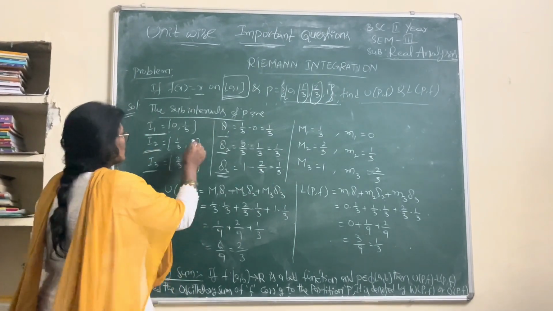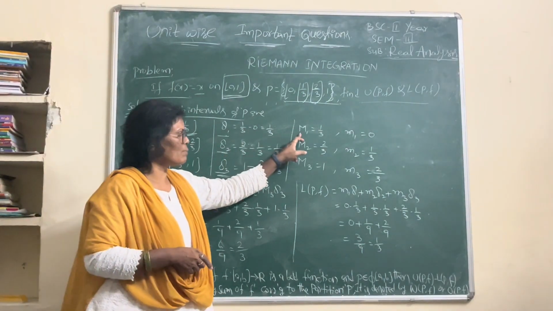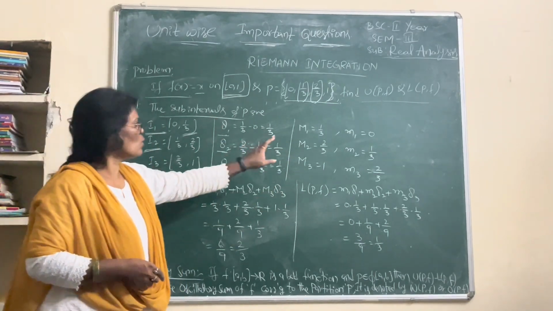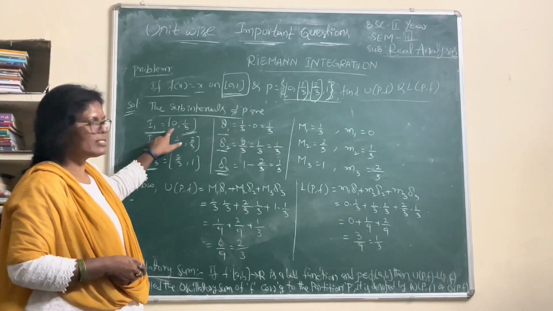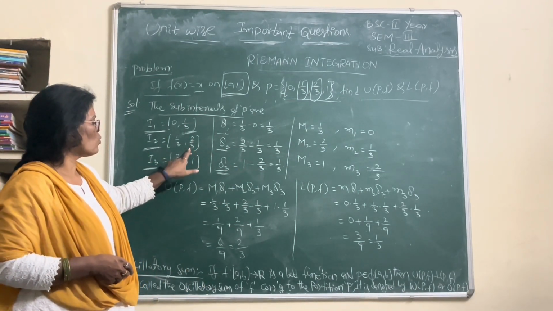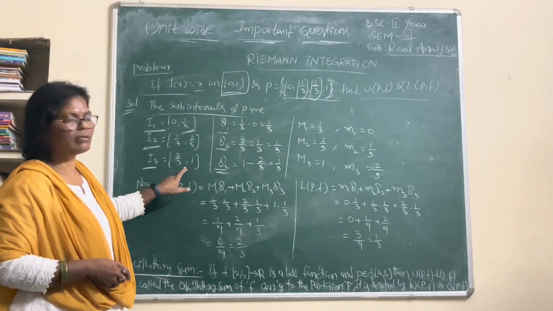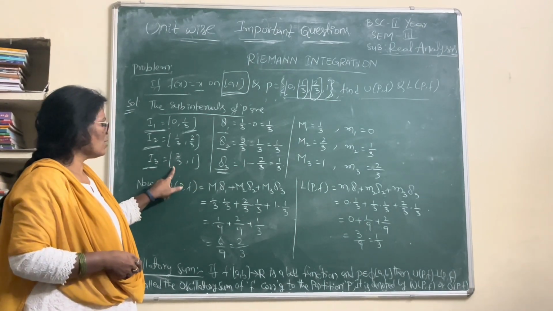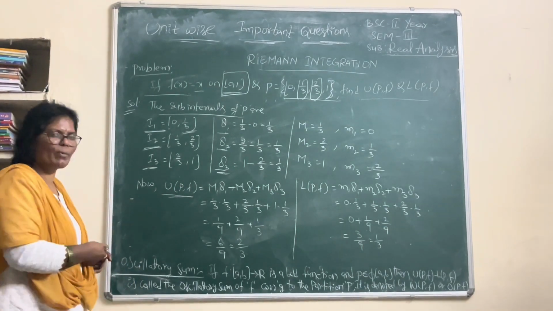Okay, and here we have the supremum and infimum. The supremum is capital M1, capital M2, capital M3 corresponding to these subintervals. So M1 is the supremum in the first interval, 1 by 3, and the infimum is 0. M2 is the supremum in the second subinterval, 2 by 3, and the infimum is 1 by 3. M3 is the supremum in subinterval I3, that is 1, and the infimum is 2 by 3.